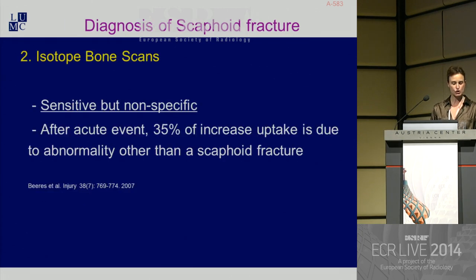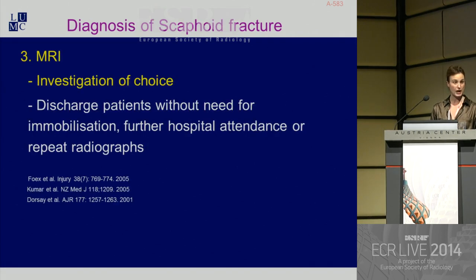We have isotope bone scans. It's used in some hospitals, but I would not recommend using it because it's very sensitive, but it's non-specific. After an acute event, in more than 35% of the cases, there is an increased uptake. It is due to other problems rather than a fracture of the scaphoid. So nowadays, I think the MRI is the investigation of choice to make the diagnosis of an occult scaphoid fracture.